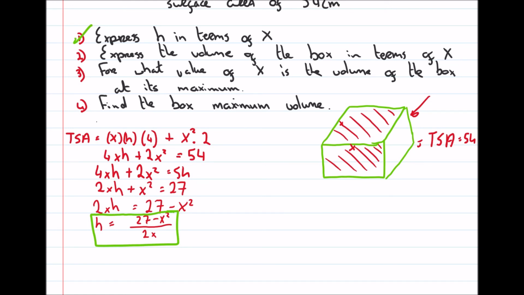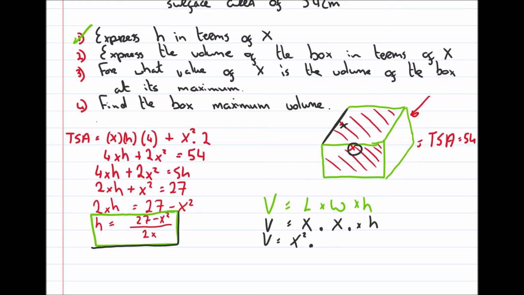Right, the next bit they ask then, express the volume of the box in terms of x. Well, the volume equals, I suppose, length multiplied by width multiplied by height. Well, the length is x, that's this, the width is x, that's this bit here, multiplied by the height. So volume equals x by x is x squared multiplied by the height.